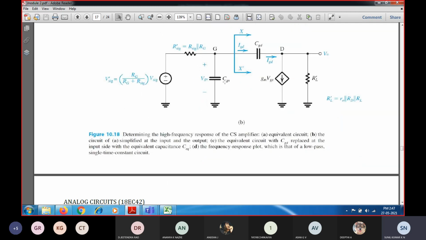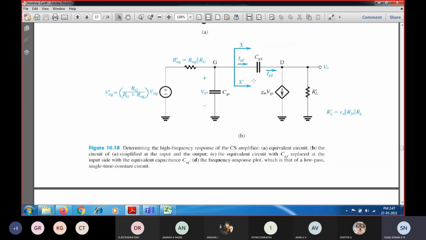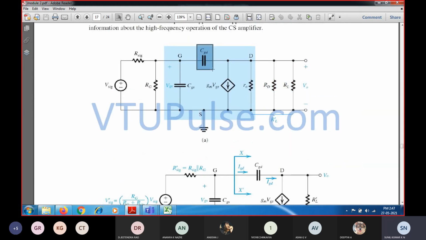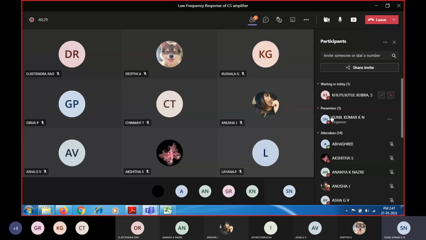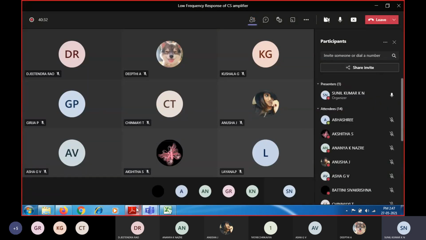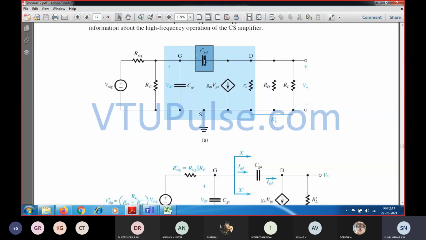And when we look into the next figure, we can see we have to perform the analysis one by one. CGD is the gate to drain capacitance, which was connected between these two, and because of that we cannot ignore this capacitance. Since it is connected both at the input side as well as the output side, we are going to have the effect of this gate to drain capacitance at the input side as well as the output side, because it is going to act like a feedback effect, since it is connected between the input and the output. So because of which we have to consider this.